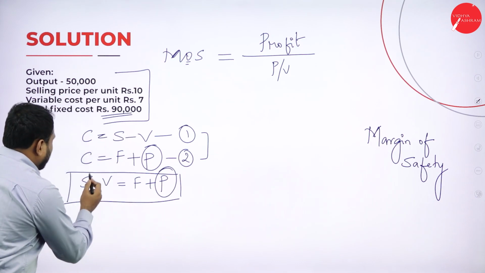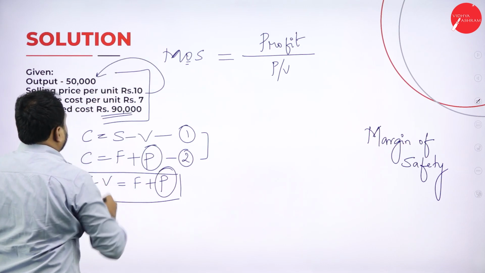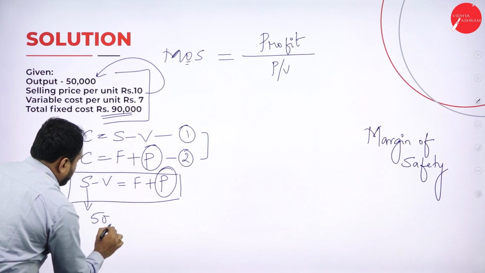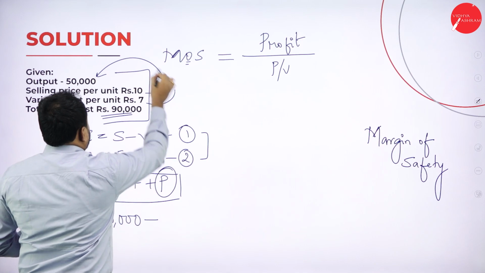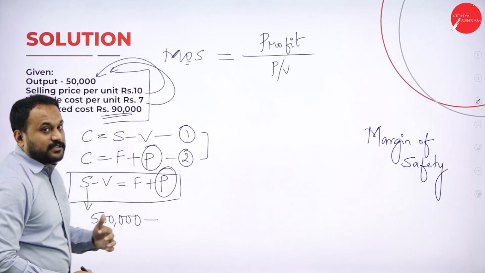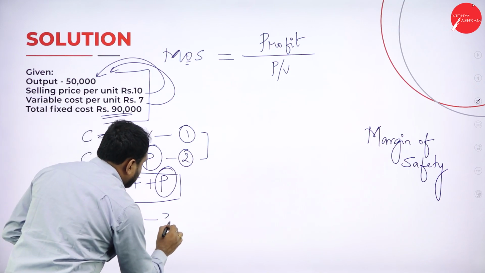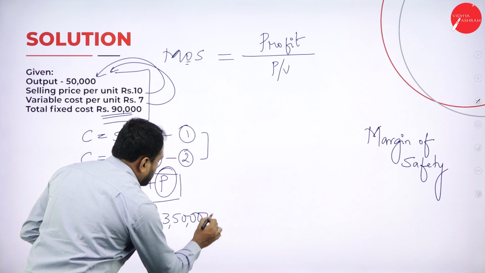So now what is my sales here? My sales is 10 into 50,000. So 10 into 50 is how much? 5 lakh. 5 lakh minus, now 7 into 50,000. So that is total variable cost. 7 5s are 35. 3 lakh 50,000.